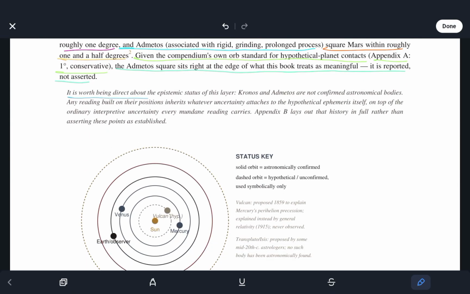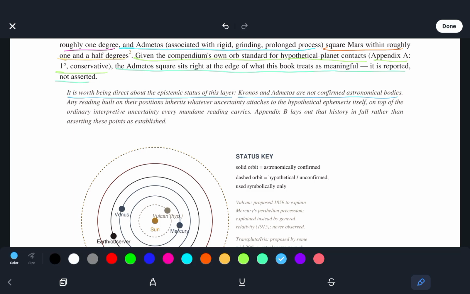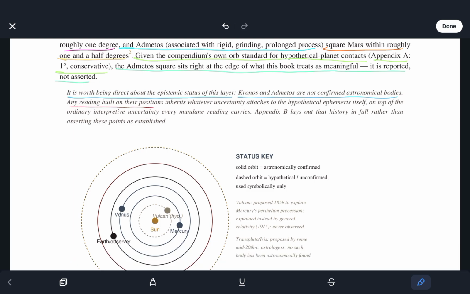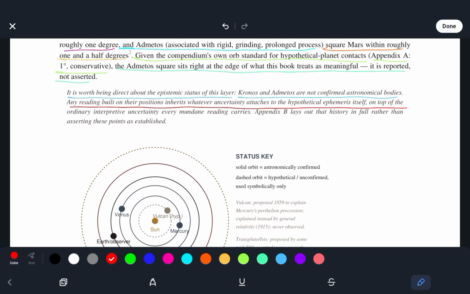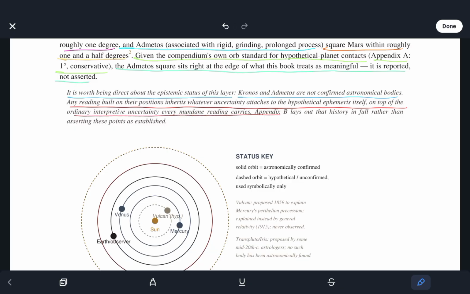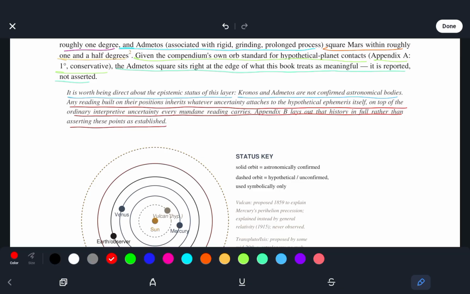It is worth being direct about the epistemic status of this layer. Kronos and Admetos are not confirmed astronomical bodies. Any reading built on their positions inherits whatever uncertainty attaches to the hypothetical ephemeris itself, on top of the ordinary interpretive uncertainty every mundane reading carries. Appendix B lays out that history in full, rather than asserting these points as established.